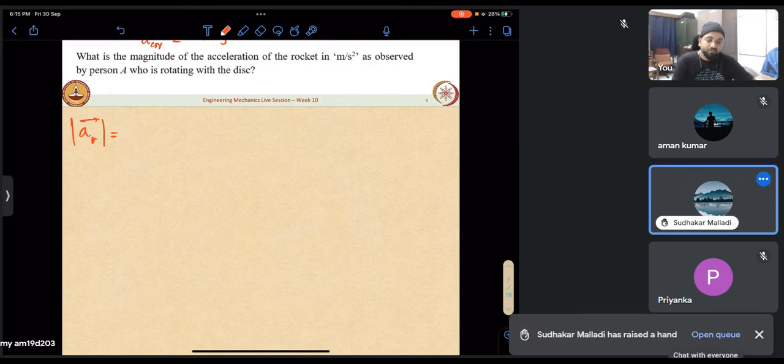Yes, Sudhakar. No, once it is released, it is in space. It is not in contact with anything.